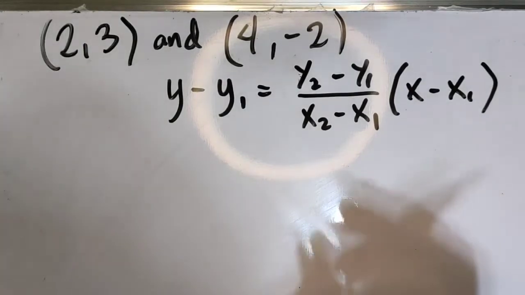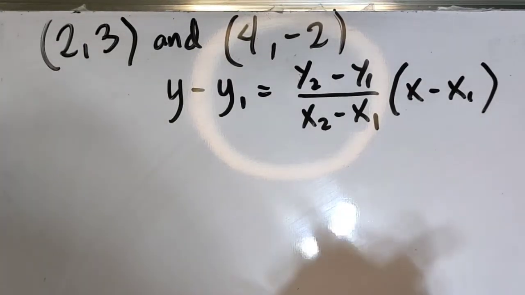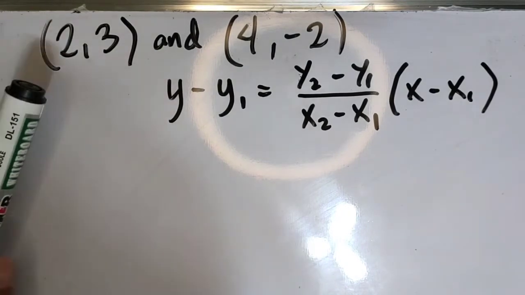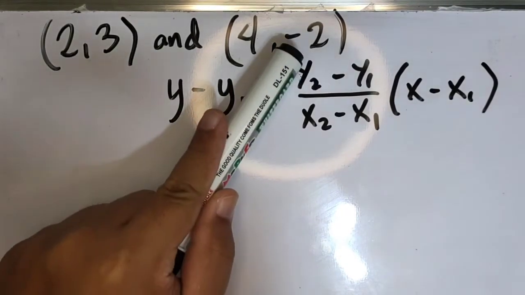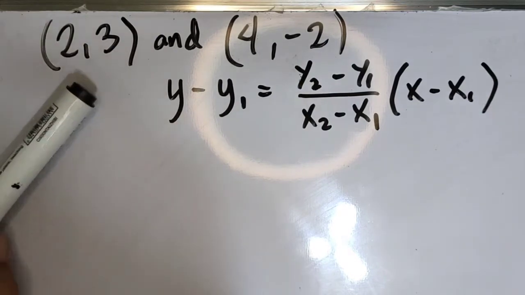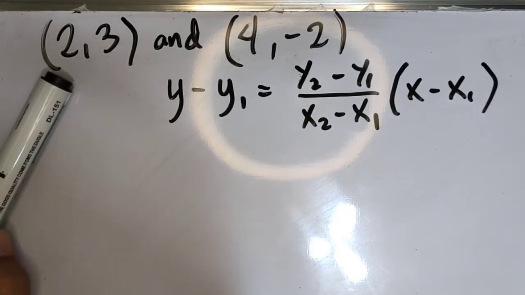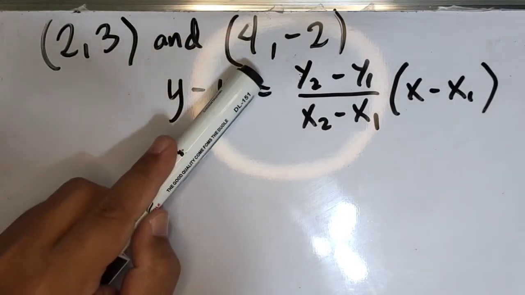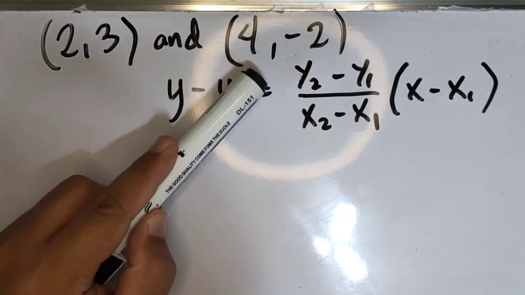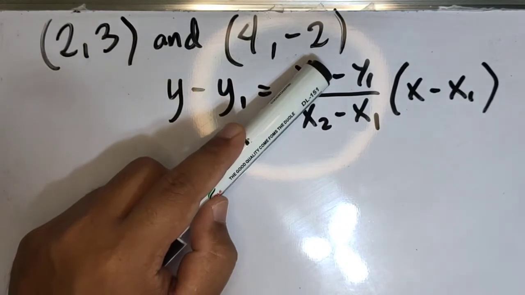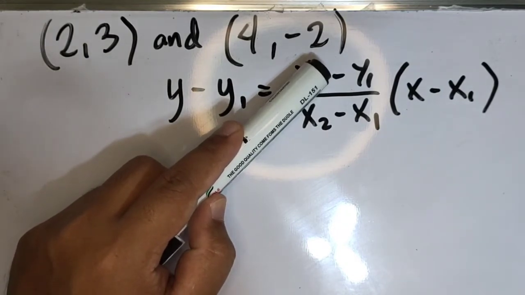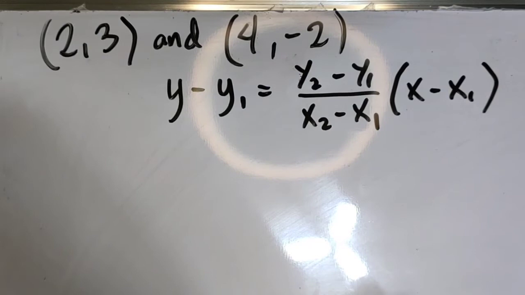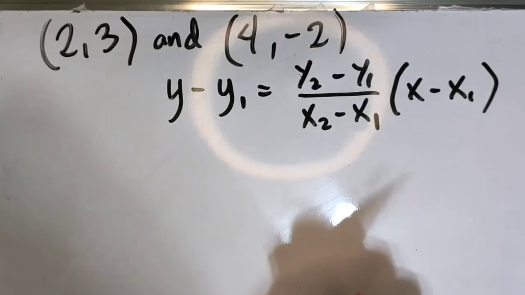So kailangan identify muna natin yung ating mga coordinates. Okay, so ito yung ating first point, ito yung ating second point. So since ito yung ating first point, 2 is the x sub 1, and then 3 y sub 1. Okay, and then 4 is x sub 2, negative 2 is y sub 2. Okay? So, gagawin lang natin, we will just substitute the values.